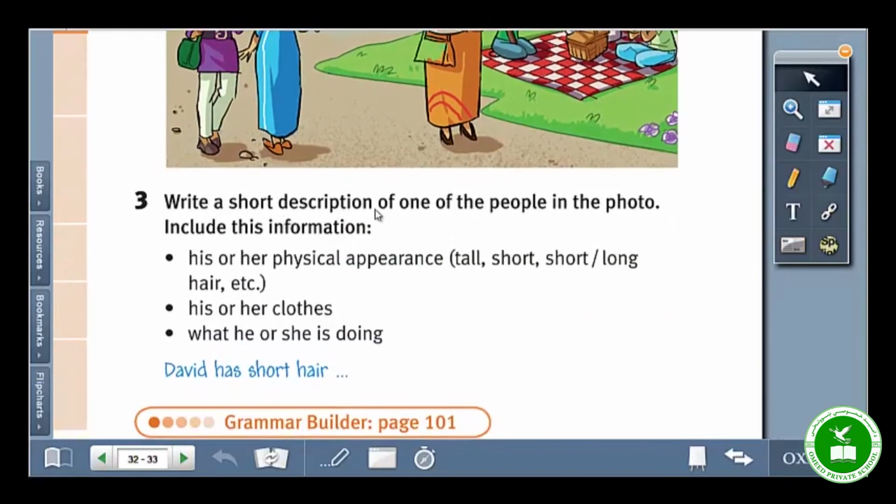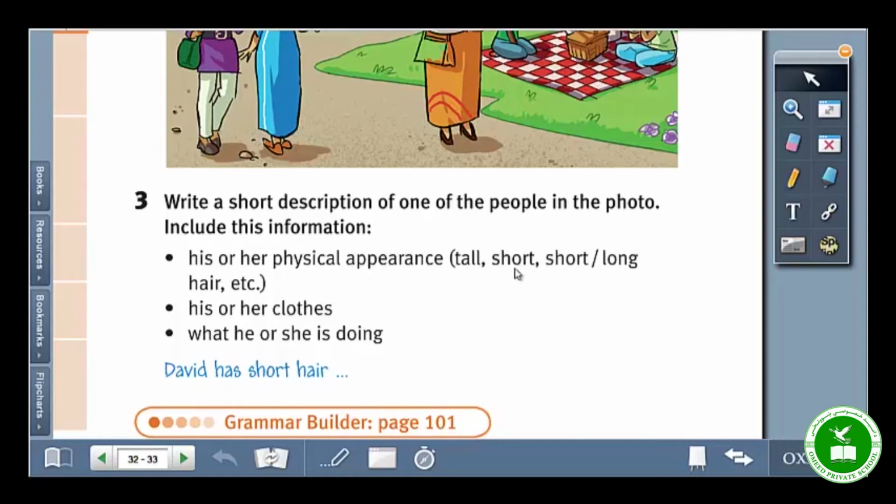Write a short description of one of the people in the photo. Short description. Include this information. For example, his or her physical appearance. Appearance, it means how do they look like? How does he, she look like?